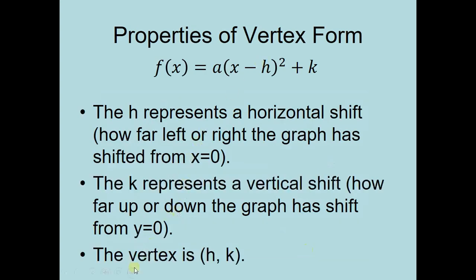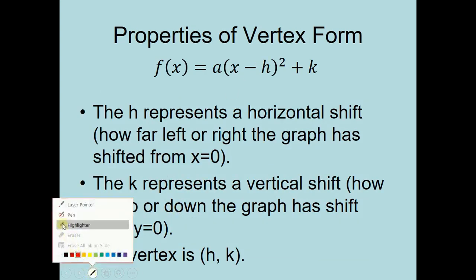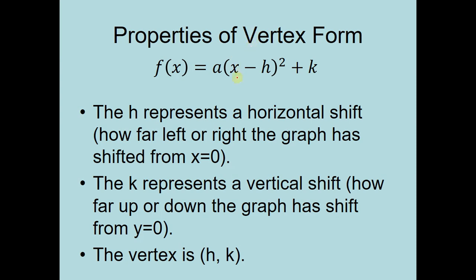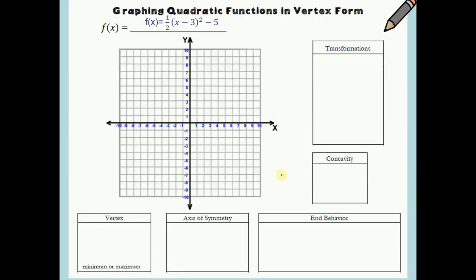Properties of vertex form, something you're going to want to know about. First thing, h represents the horizontal shift, how far left and right the graph has shifted from x equals 0. k represents the vertical shift, so it looks like this, a(x minus h) squared plus k. You're going to want to write this down if you haven't started already. Vertex is (h, k), so how far left or right, how far up or down.